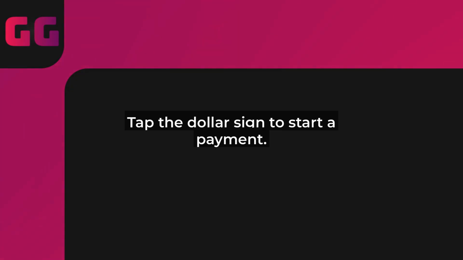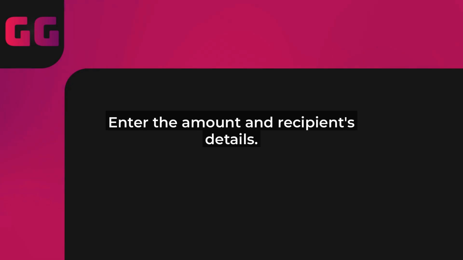Now, to send money, tap on the $ sign icon at the bottom of the screen. This brings up the payment screen. Here, you'll enter the amount you want to send. Make sure to double-check that number. Nobody likes surprises. Then, type in the recipient's details.